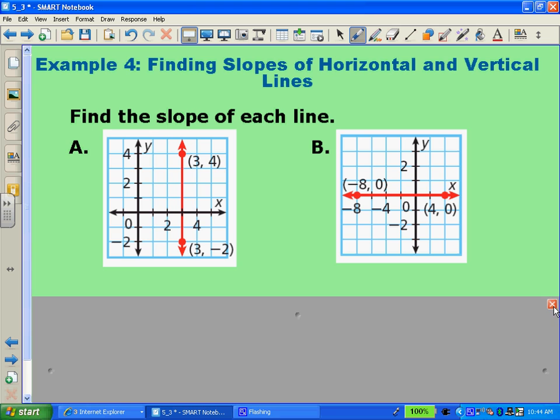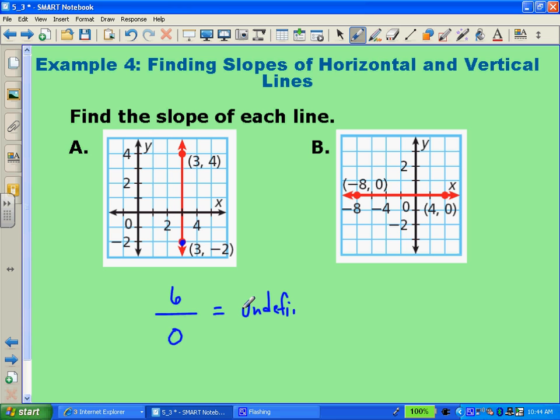Now, a couple of special cases you need to know about are horizontal and vertical lines. Let's find the slope of each of these. Once again, I do rise over run. So let's start at this point. How much do I have to go up? 1, 2, 3, 4, 5, 6. So my rise would be 6. How about my run? How much do I have to go over? None. Now if you'll remember, whenever I divide by 0, I can't do it. It's undefined. So vertical lines have an undefined slope.